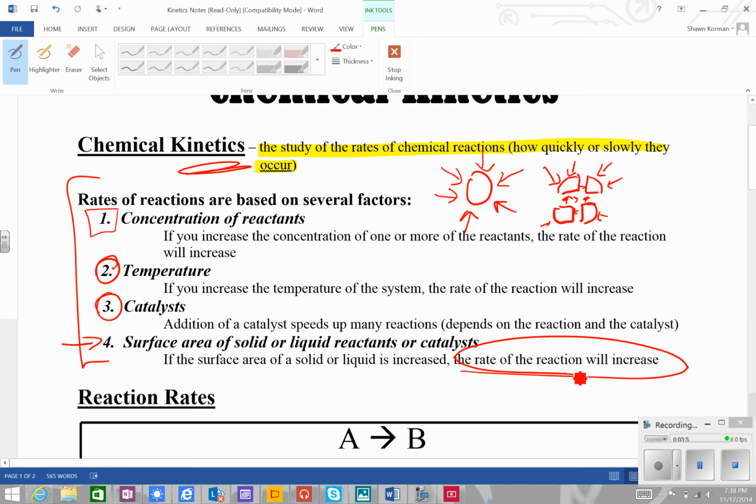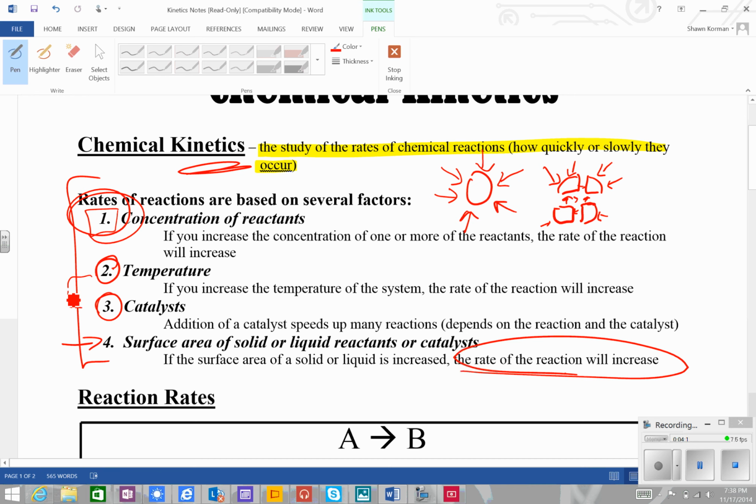You might think about our mortar and pestle. Sometimes we grind up our solids to make them more accessible for reaction. And like I said, we're going to spend the vast majority of our time on concentrations of reactants. That's where we're going to get started today. But we will come back and revisit these other 2 as well.